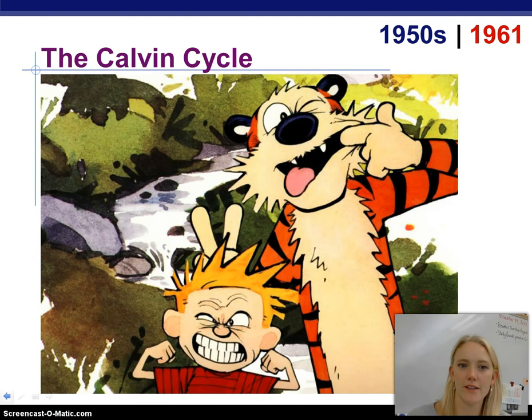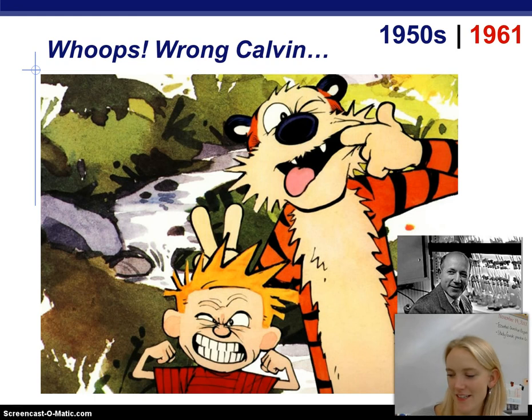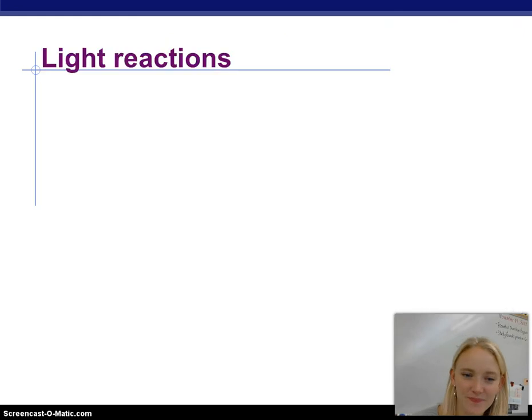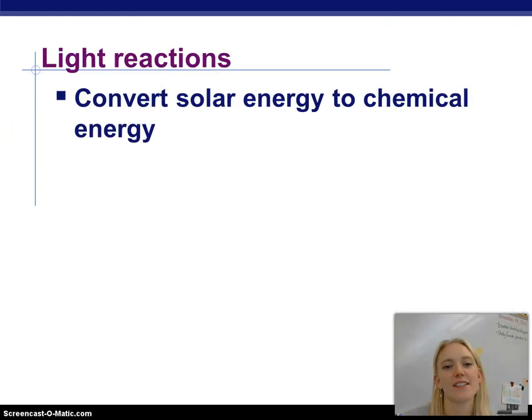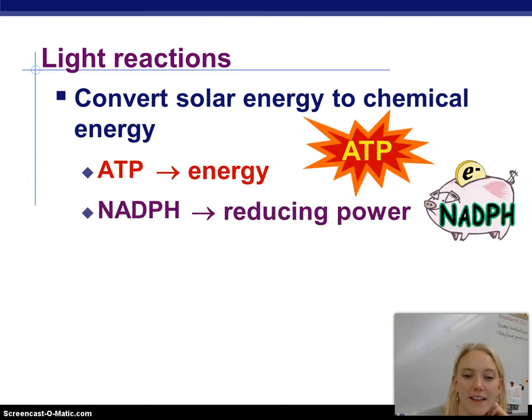Okay, so here's our Calvin cycle. Not this Calvin, but Mr. Calvin here, he was the scientist that discovered the cycle, and you'll read about him in your power thinking. The light reactions, these, again, convert solar energy to chemical energy. So we got ATP out of it. We got NADPH out of it.